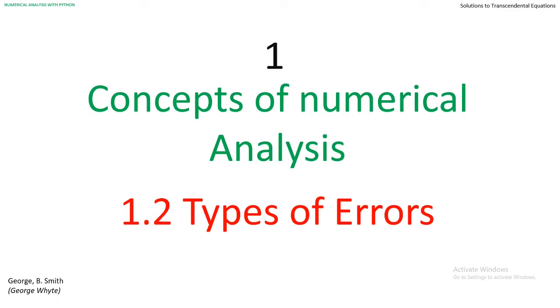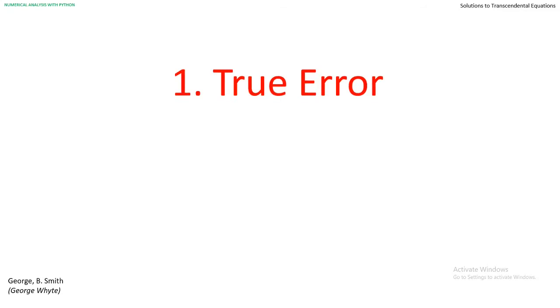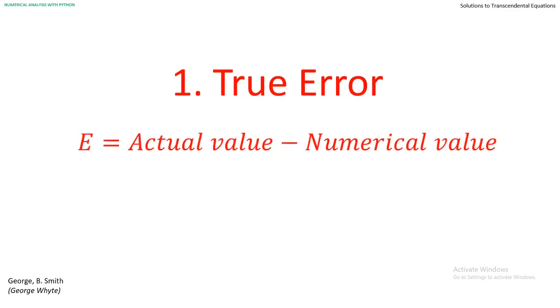Okay, so we are looking at types of errors. In the last video we discussed the true error. What we actually discussed then is called the true error. That means true error is basically when you have the actual value and then you have the numerical value. So the actual value minus the numerical value gives you the true error. Now, as you can guess, this is most times okay.